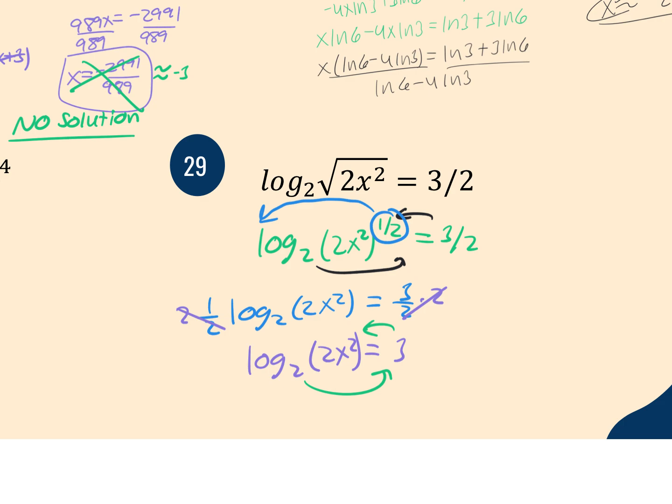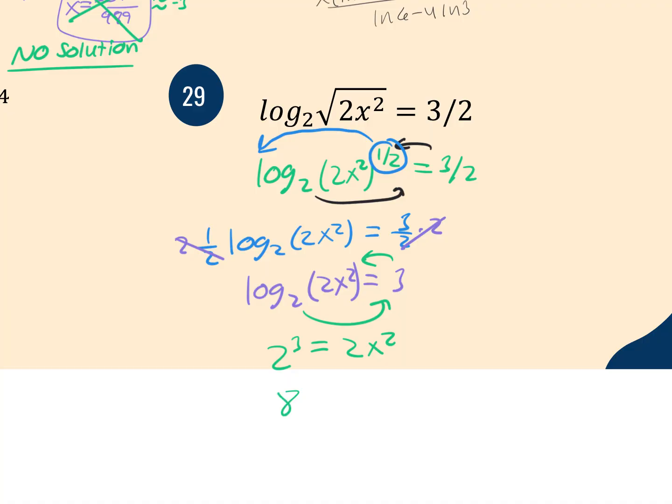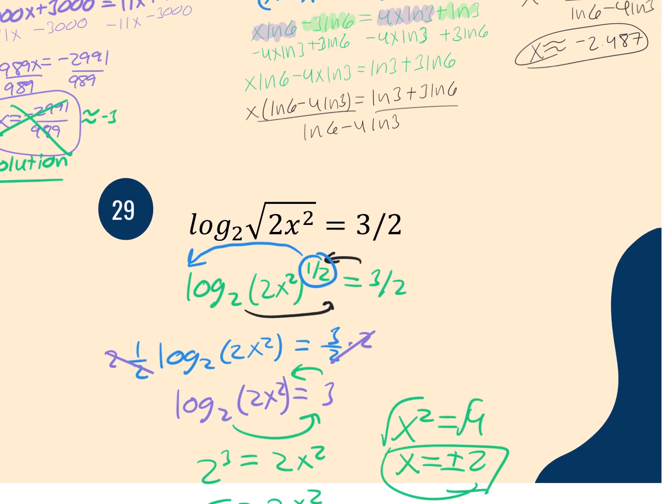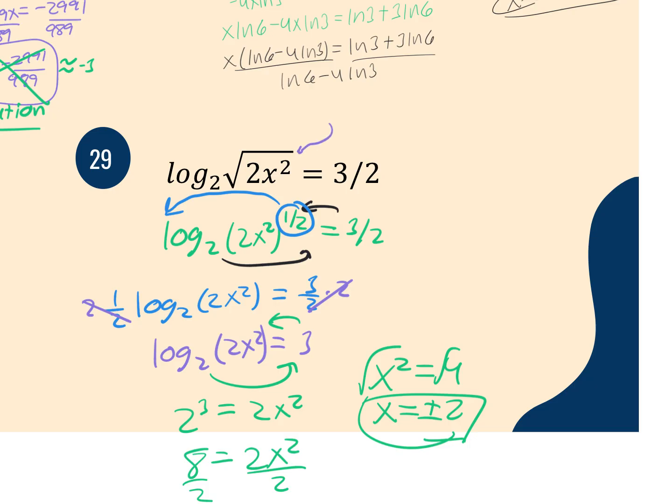This looks way easier to do, right? So you get 2 to the third equals 2x squared, so I get 8 equals 2x squared. Divide both sides by 2. We get x squared is 4, square root both sides, and I get x is plus or minus 2. All right, keep in mind when you plug this into your original equation, it's going to be 2 squared and negative 2 squared, which are both positive 4s, so they both work. So our answer is just plus or minus 2. We don't have to exclude any of them.